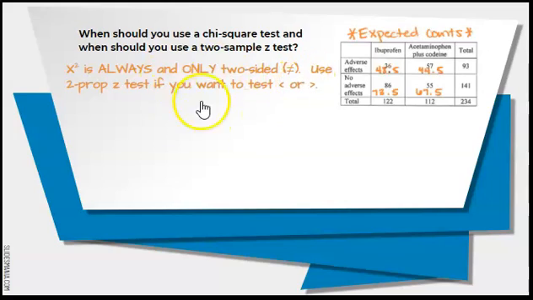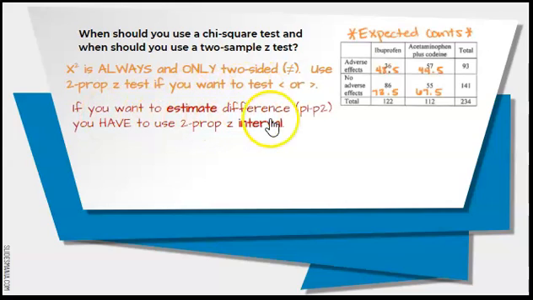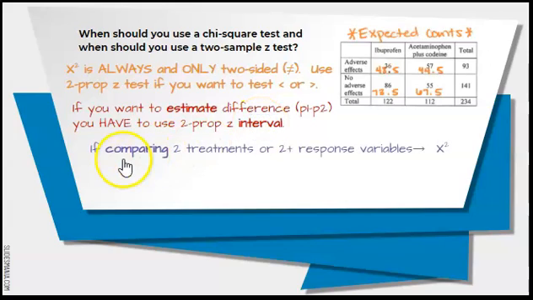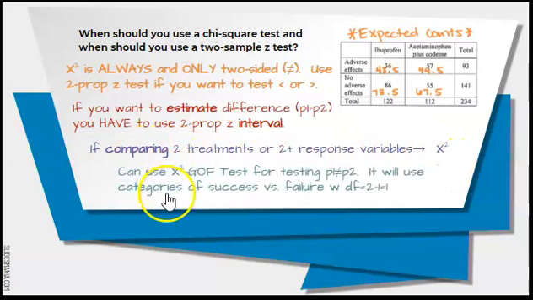So it depends on the problem stem in a lot of ways. If you want to estimate a difference, you have to use an interval. Chi-squared does not estimate a difference. Estimation only comes with confidence intervals. If you're comparing 2 treatments or 2 response variables, that means you can use the chi-squared. You're just comparing them. And then lastly, you can use chi-squared goodness of fit for testing whether P1 is not equal to P2. And it'll use success versus failure with a degree of freedom of 1. That's not that common, but you can do it.